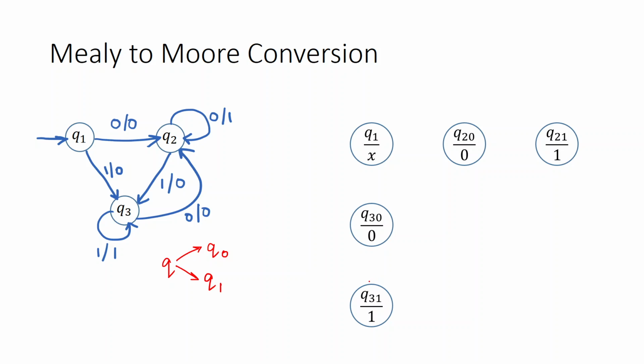Now we have to associate the arrows. The arrows are very simple to fix now. So you see from Q1, where are you going? You are going to Q2, that is true, but generating an output 0, that means you are basically going to Q2 0 with the input 0. So what would be the arrow here?